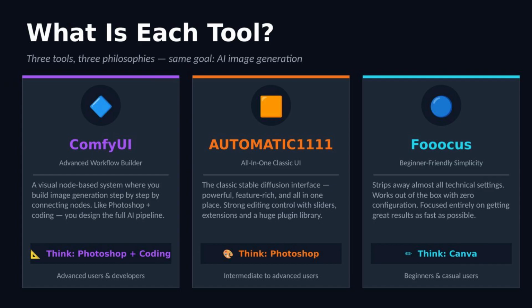Overview of each platform. ComfyUI is an advanced visual workflow system where users build image generation steps using connected nodes. It offers full control over every aspect of the generation process and is considered the most flexible option. Automatic1111, often written as A1111, is a classic all-in-one web interface for Stable Diffusion. It provides most features in one place, including sliders, extensions, and settings.